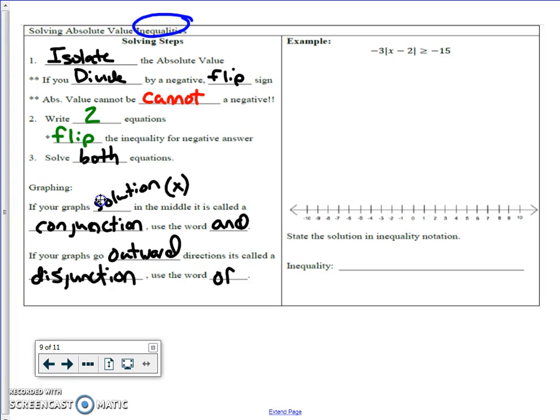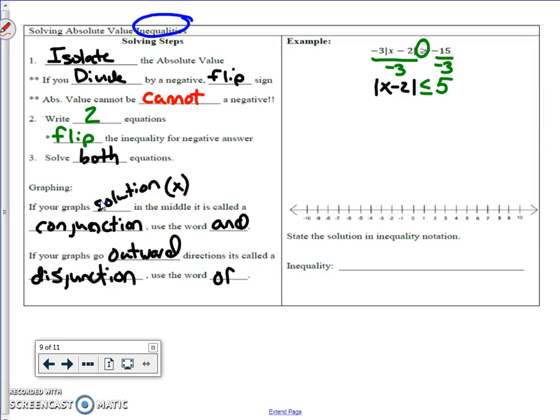So, let's go through again, same situation on how to solve this. Our first thing is we're going to try to isolate our absolute value function. There's nothing that we add or subtract to the absolute value function, so we're going to start off by dividing by -3. Since we are dividing by -3, we need to do two things. One, divide by -3. That's going to leave us with the absolute value of x minus 2. But we are also going to have to flip our sign, so our greater than or equal to becomes less than or equal to. And then -15 divided by -3 becomes +5.